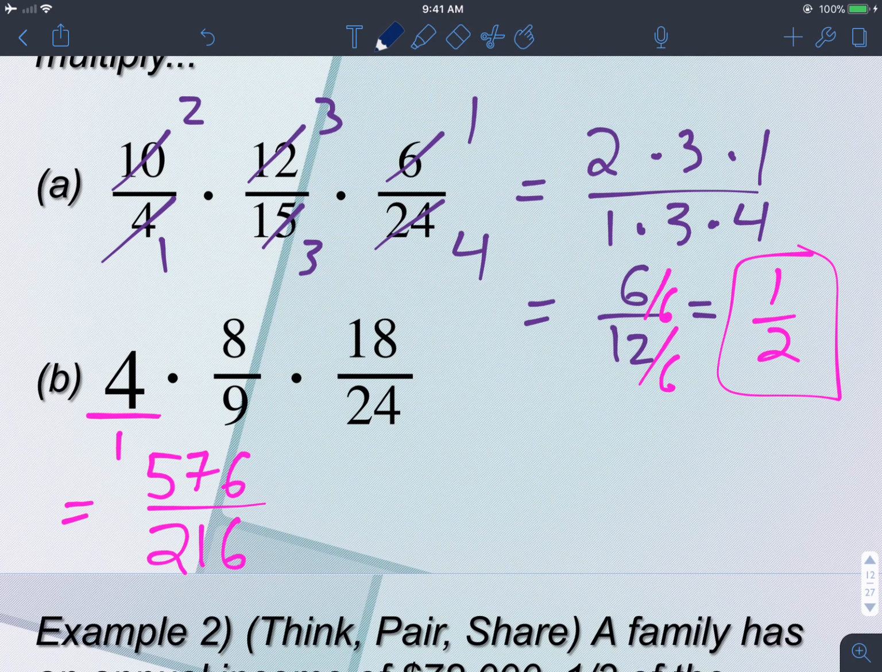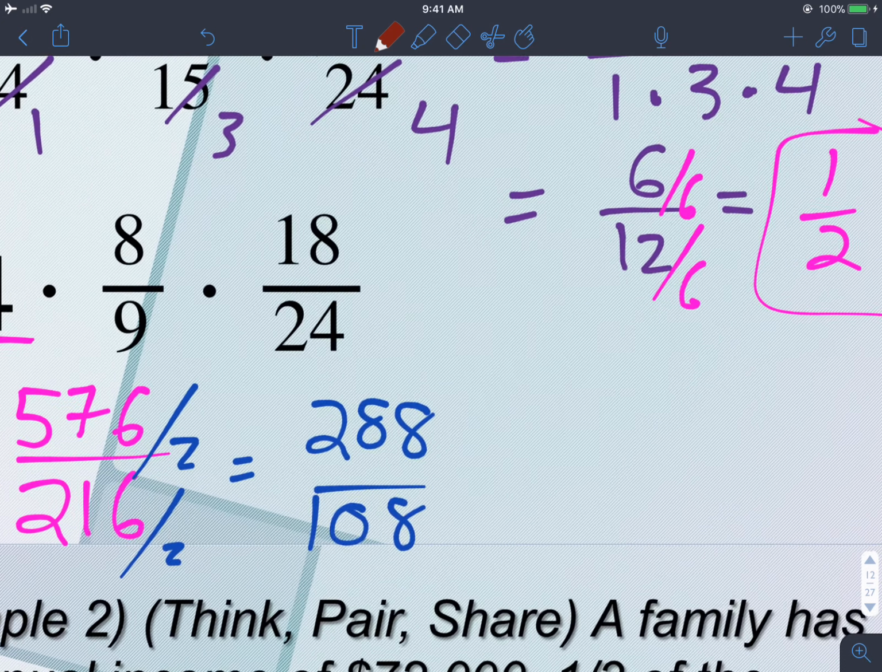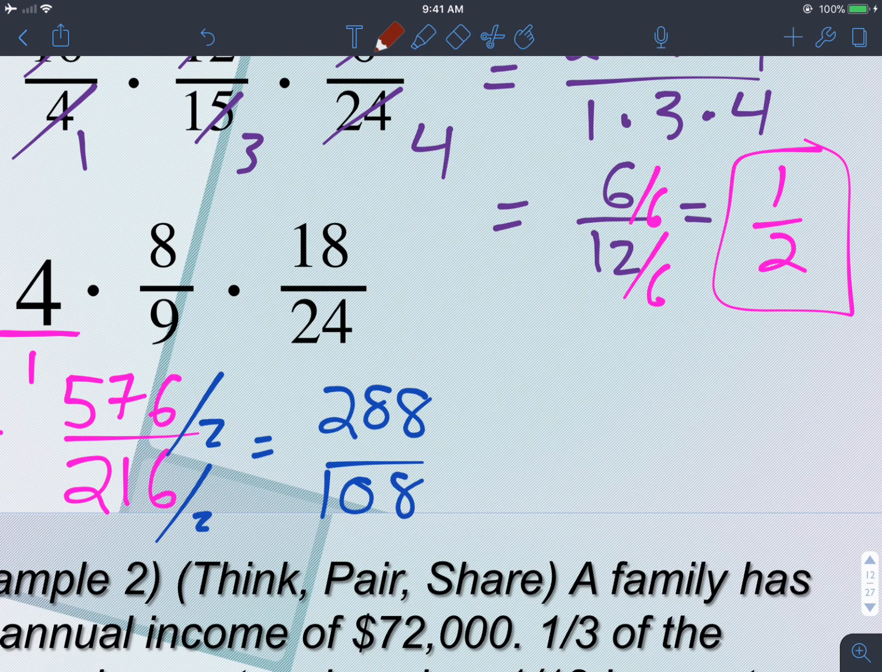Well, I got this huge fraction, but just start with a common factor that you think goes into both of them. 2. That's the easiest thing, because they're both even. 108. 288. They're both even again, right? So we can divide by 2.